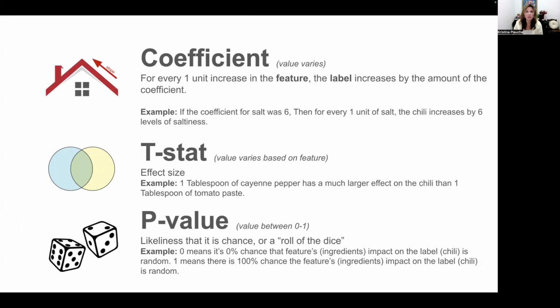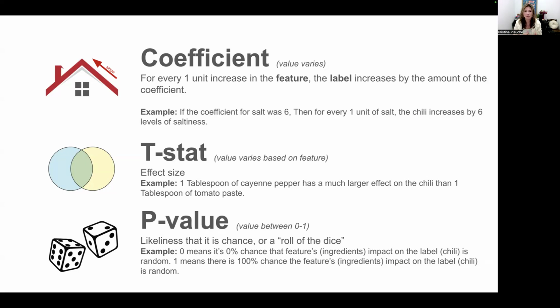So coefficient is like the slope of a roof. For every 1 unit the feature quantity increases, the label increases or decreases by the amount of the coefficient. So if the coefficient for salt was 6 and the unit of measure was teaspoons, then for every 1 teaspoon of salt, the chili would increase by 6 levels of winningness, whatever the unit of measurement is for that label. So like if the label was to predict the cost of the chili, then for every 1 teaspoon of salt, the chili would increase by $6.